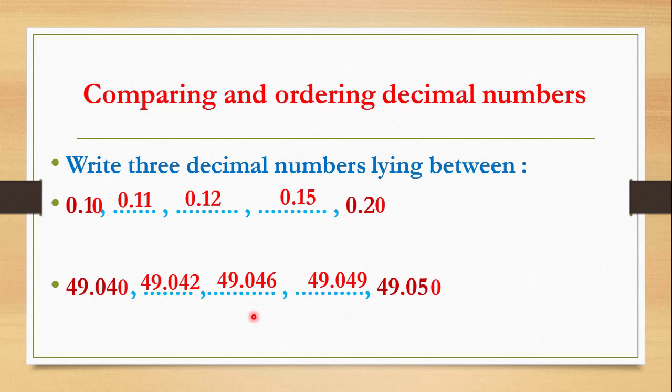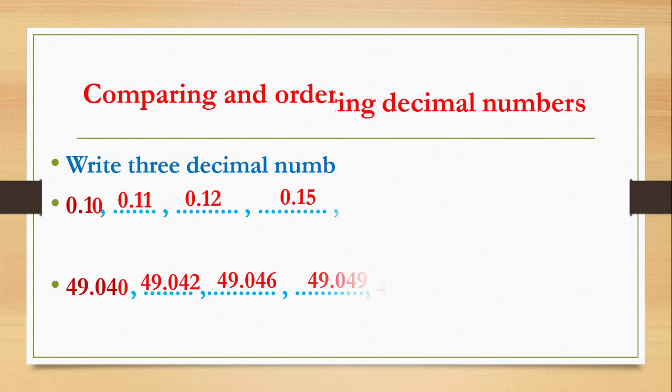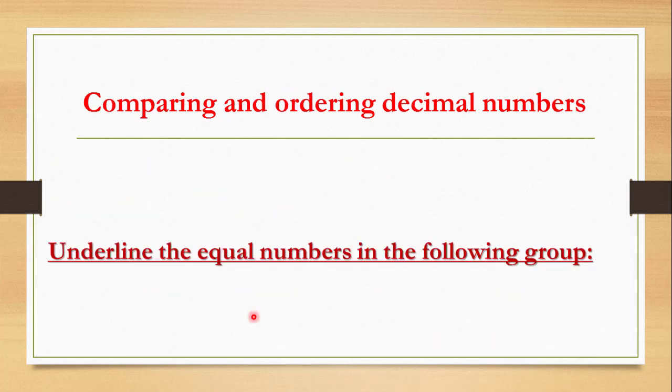So between any whole numbers, we have an infinite number of decimal numbers. Also, between any 2 decimal numbers, we have an infinite number of other decimal numbers. Okay, let's move to this exercise.